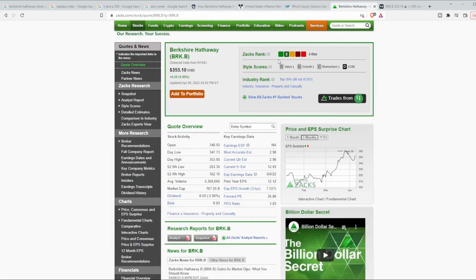And even Zacks, who shows that Berkshire Hathaway, at least the class B, has value, growth, momentum scores that are not good. It's a D in terms of value, D in terms of growth, and C in terms of momentum. But Zacks does like to point out that they're a two ranked buy, which essentially means that over the next year, they actually do see quite a large gain in terms of what they believe Berkshire Hathaway can do. Anywhere between 0 and 10%, and I would have to agree with that.